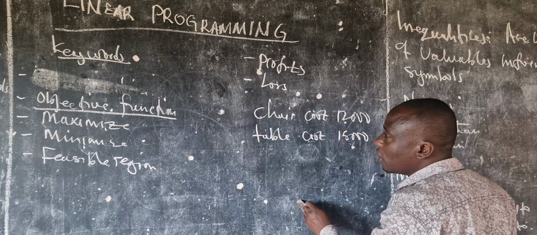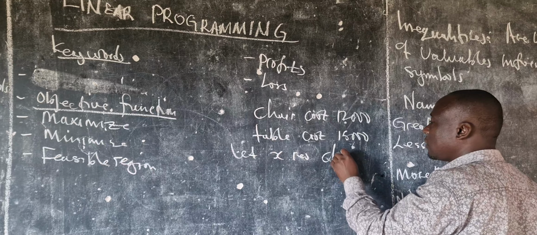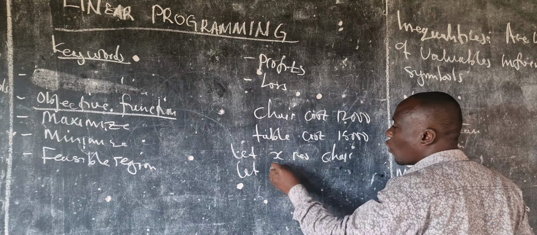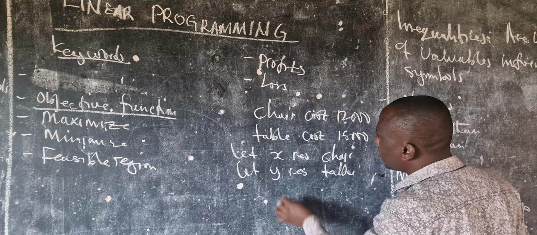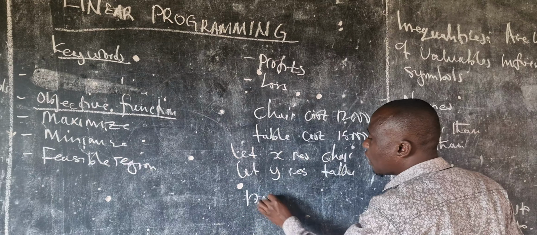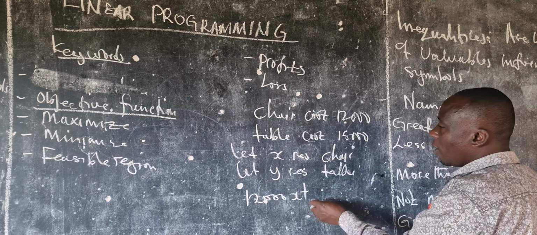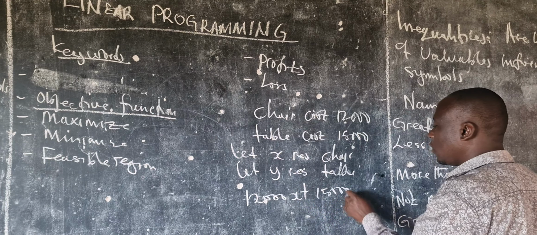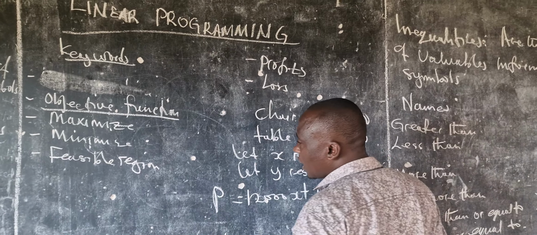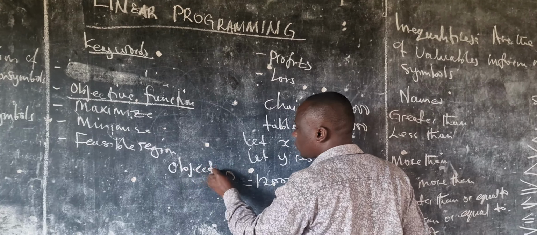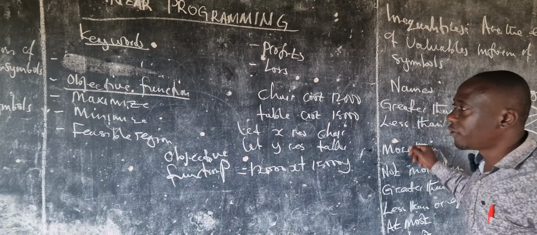There you should know how to get the objective function. Let X represent chairs, then Y represent tables. Then you are going to get 12,000X plus 15,000Y. This one is the profit when you want to maximize the profit. This one is the objective function. So they want to know that objective function.